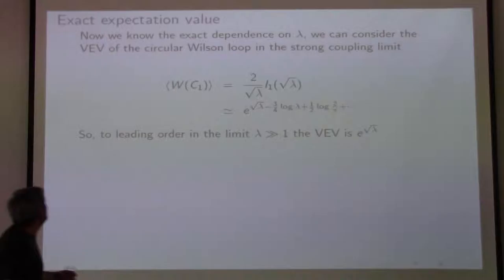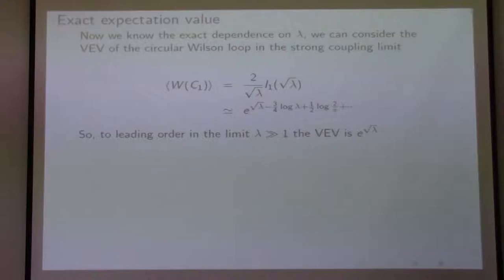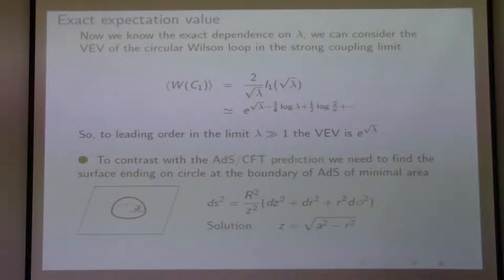Now you have this exact answer. You can take the strong coupling limit, and you get, at leading order in large lambda, that the expectation value behaves as the exponential of the square root of lambda. Then you go to AdS/CFT, and you have to find the worldsheet that ends on the circle. In Poincaré coordinates, you find that this is just a sphere, then you compute the regularized area, and you get exactly the exponential of the square root of lambda. So this is a check of AdS/CFT. It's not very impressive, but it's a check.